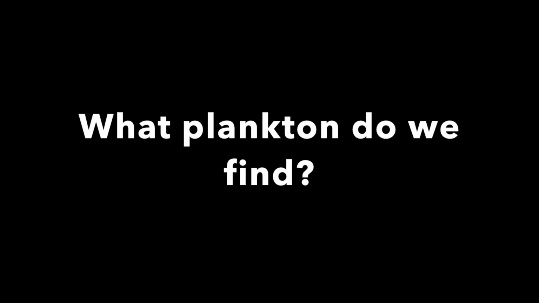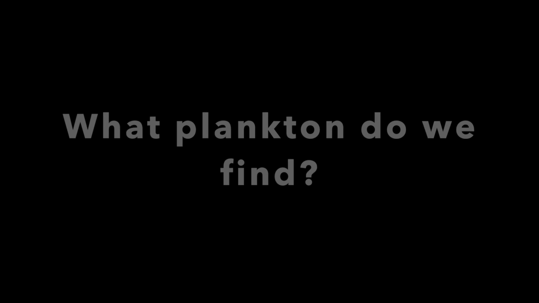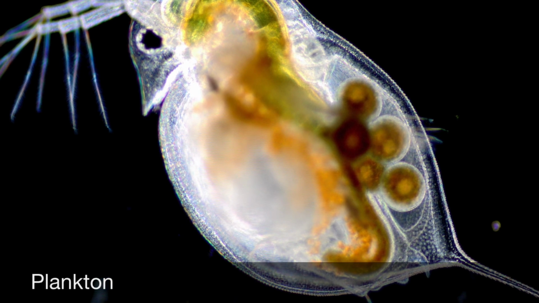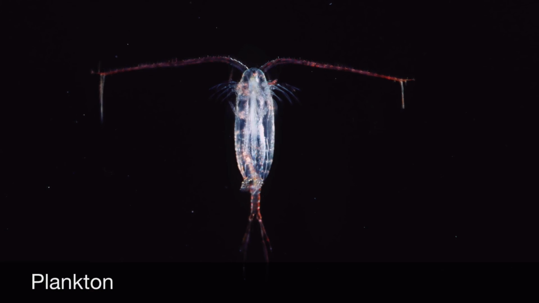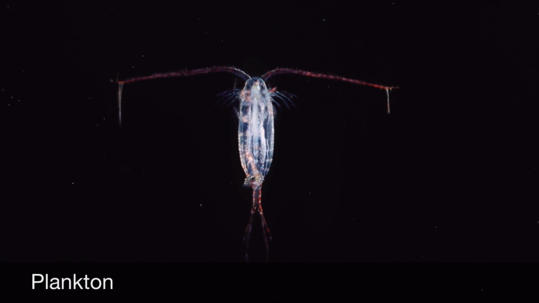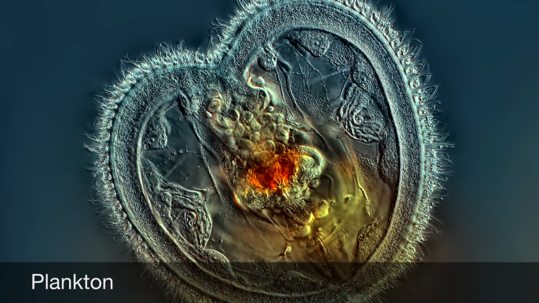The three major categories of plankton that we find are cladocerans, copepods, and rotifers.